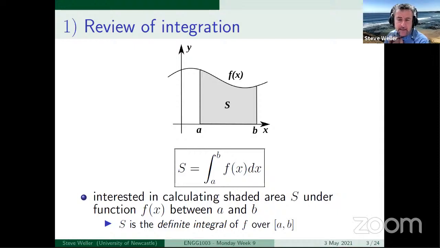And that's written mathematically in the boxed equation that you see in the middle of the slide here, where S, the area, is equal to the integral, written as this long integration symbol, from lower limit a to upper limit b of this function f of x. And mathematically, this is known as the definite integral of f over the range a, b. There's something called an indefinite integral, and we don't need to know about that in this course. So it's the definite integral that we're interested in computing.